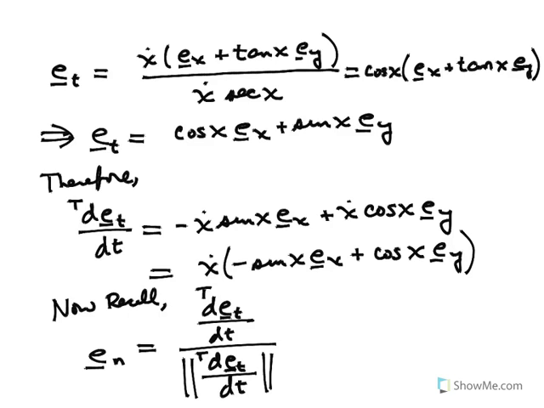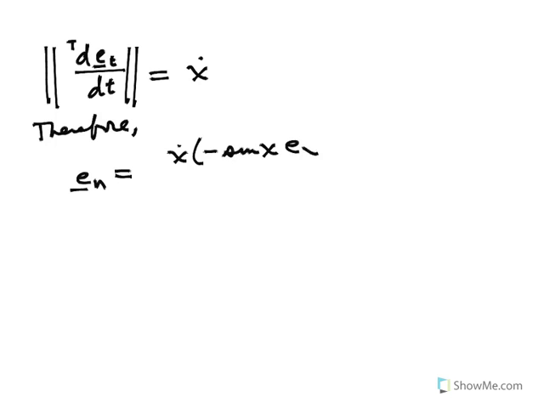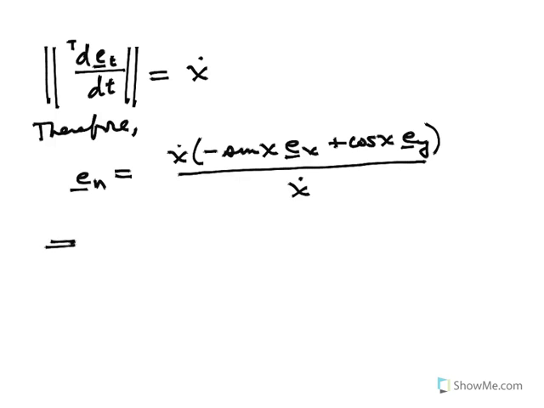The magnitude of the vector in the parentheses is 1 because we've got a sine and a cosine. The sum of the squares is sine squared x plus cosine squared x, which gives you 1. So this simply becomes x dot. And then the normal vector, or the principal unit normal, is equal to x dot times minus the sine of x, ex, plus the cosine of x, ey, all divided by x dot, which gives us that en is equal to minus the sine of x, ex, plus the cosine of x times ey.